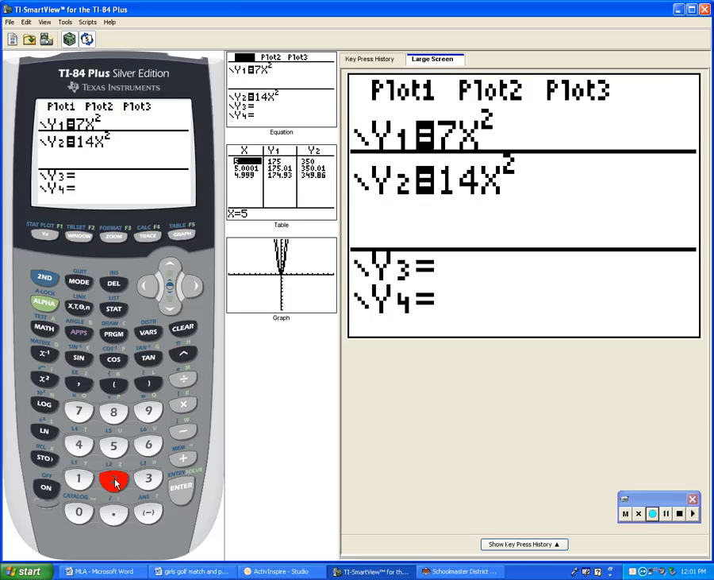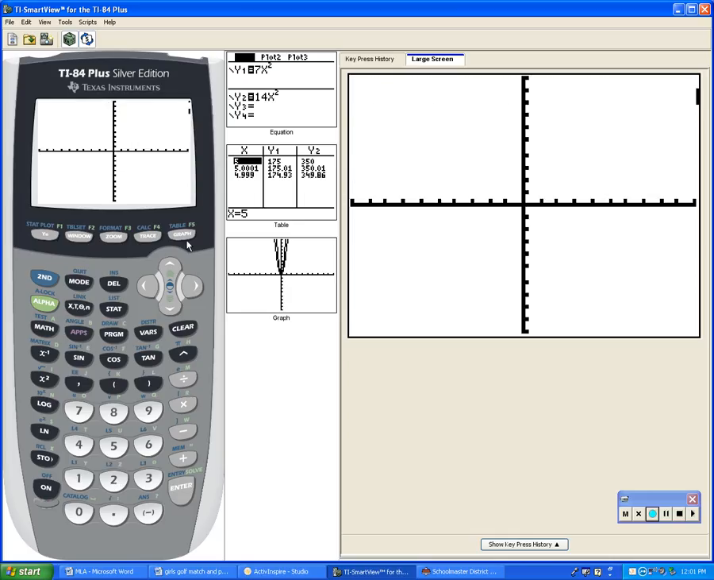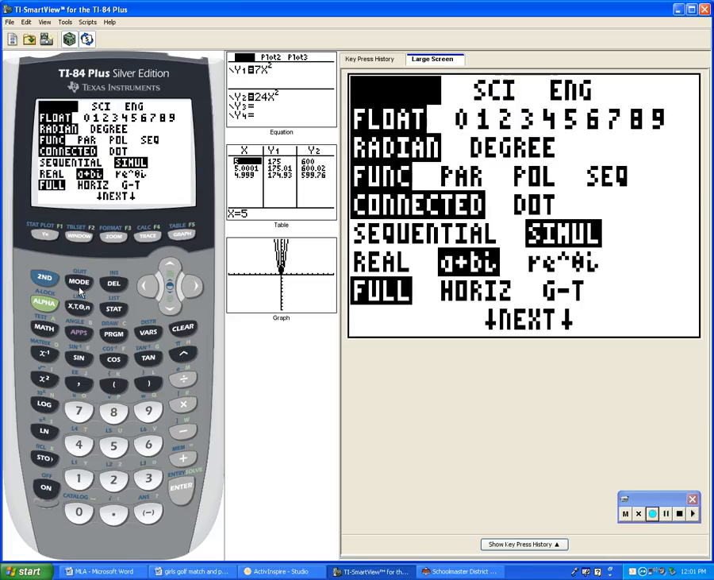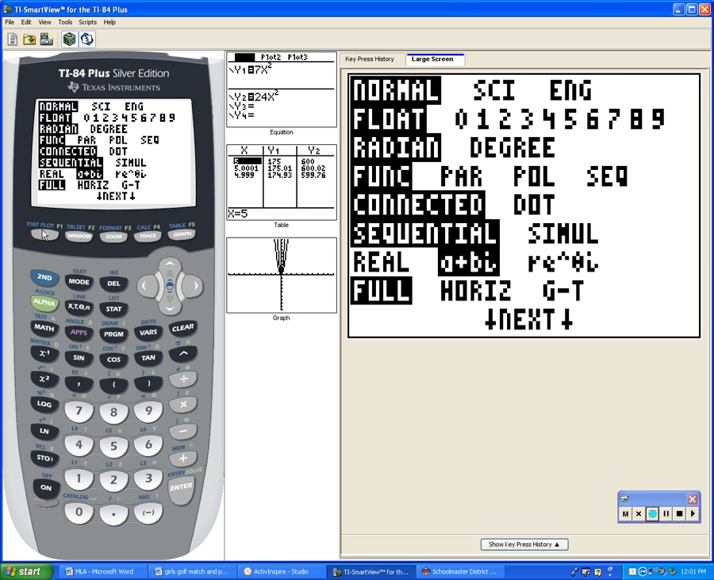So let's change this to 24x squared. And if I do that, what's it going to look like? Skinnier. It's going to be even skinnier. So there's my original one, and then there's my new one that's super skinny inside the other one there. Okay? Okay, so let's put another one in there.